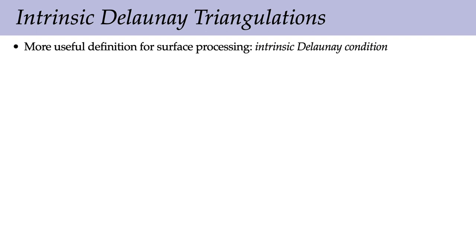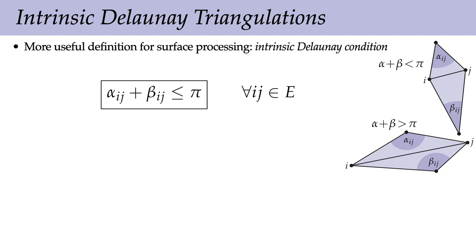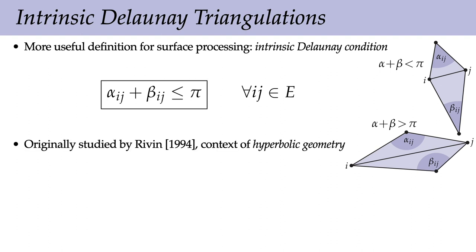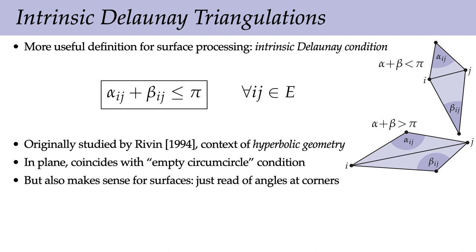Okay, so a more useful definition for surface processing is something called the intrinsic Delaunay condition, which is very simple. It says that for each edge, the sum of the two angles alpha and beta opposite that edge should sum to no more than pi. Okay, so this configuration is Delaunay, this one is not. This condition was originally studied by Rivin, actually in the context of hyperbolic geometry, and in the Euclidean plane, it corresponds with the usual empty circumcircle condition. But importantly, it also makes sense for surfaces. We can just read off angles at corners, and it even works in the intrinsic case because we can compute these corner angles directly from the edge lengths.